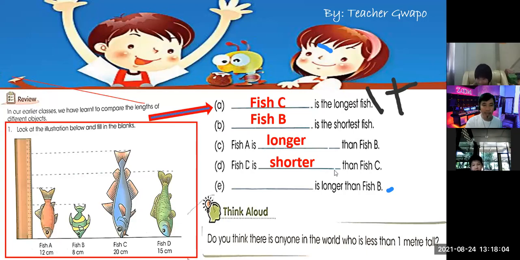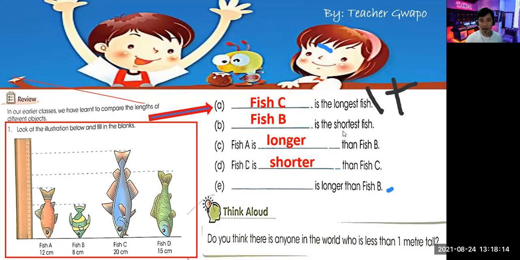Now, how about letter E? Blank is longer than fish B. If we compare fish A and fish B, fish A is longer. So we can write here fish A. Or if we compare fish B and fish C, fish C is longer. And fish D and fish B, fish D is longer.